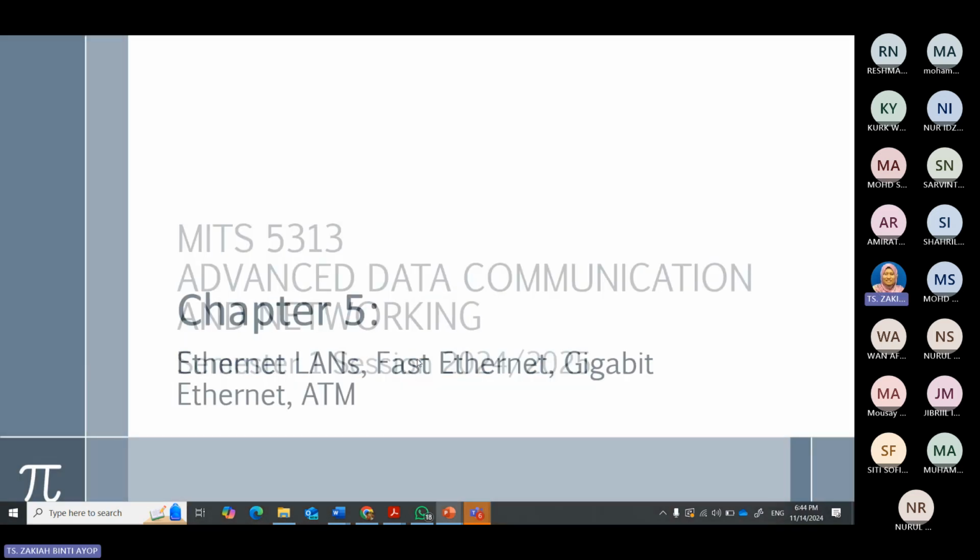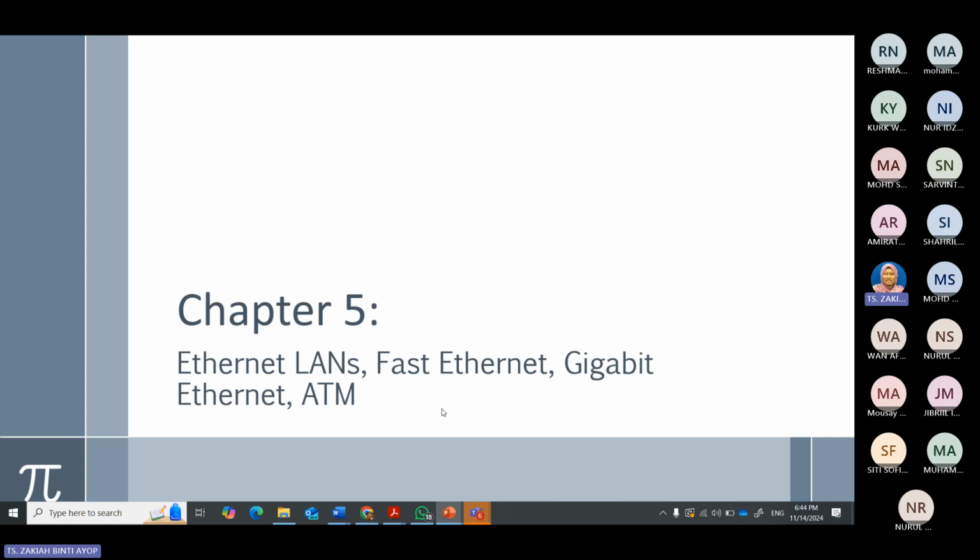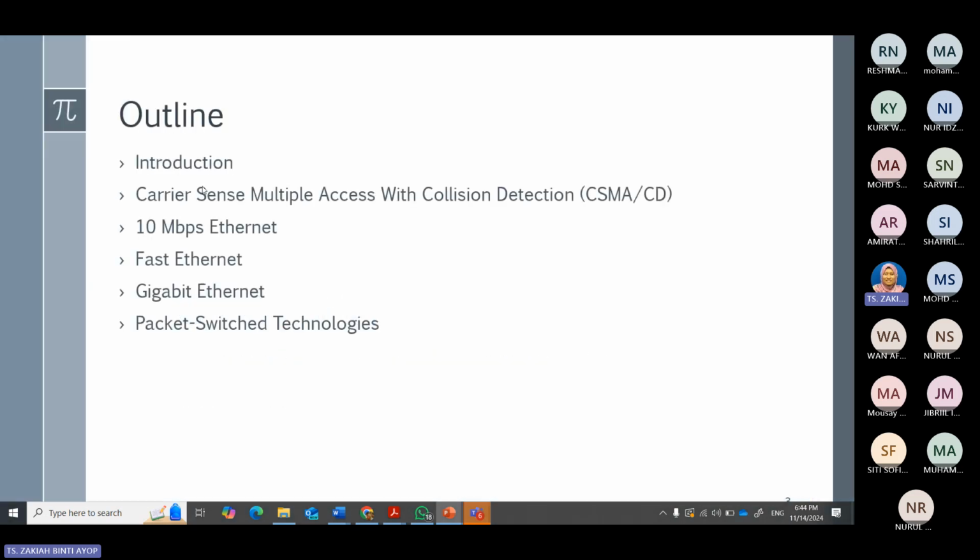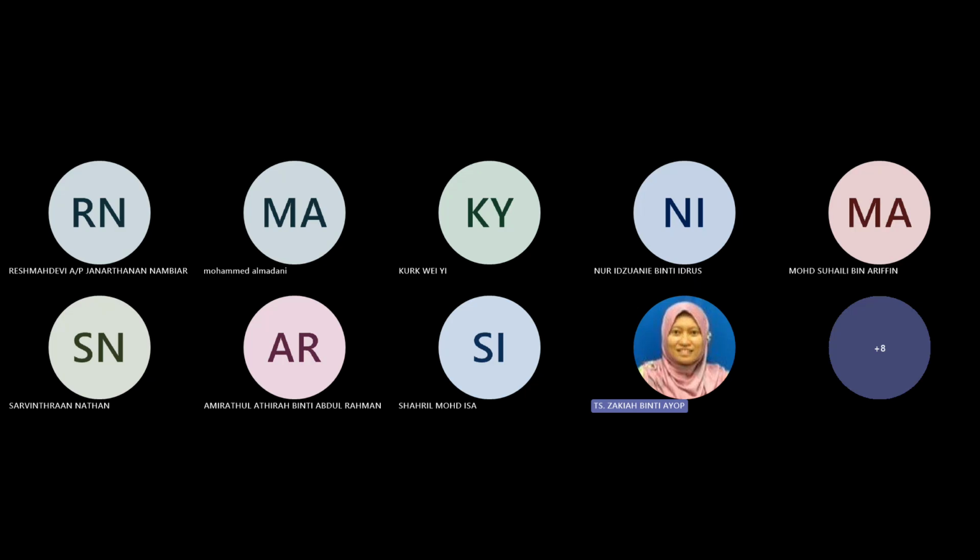All right. Ethernet LANs. For this chapter, second portion, I will introduce Ethernet LANs: carrier sense multiple access with collision detection, 10 megabit per second Ethernet, fast Ethernet, gigabit Ethernet, and the packet switcher technologies. This will be a little bit different from previous semesters as I have upgraded the notes.